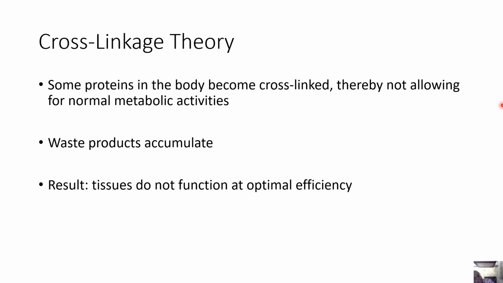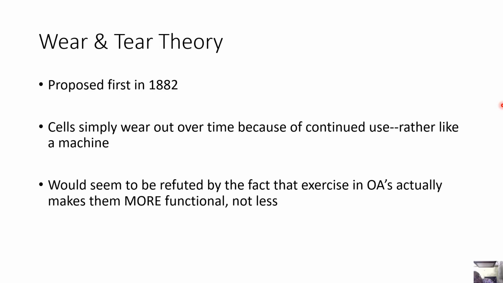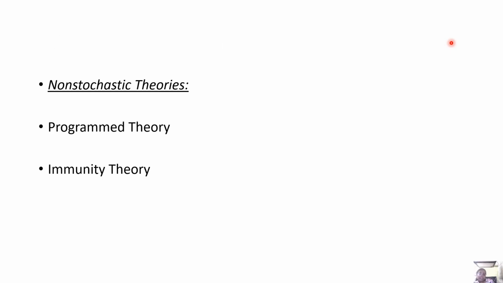Now, if we talk about the cross-linkage theory, some proteins in the body become cross-linked, thereby not allowing for normal metabolic activities. The waste products accumulate, and the result is that tissues do not function at optimal efficiency. Some research supports a combination of exercise and dietary restrictions in helping to inhibit the cross-linkage process. The wear and tear theory was proposed in 1882. Cells simply wear out over time because of continued use, rather like a machine, and this would seem to be refuted by the fact that excess exercise in fact makes them more functional, not less.